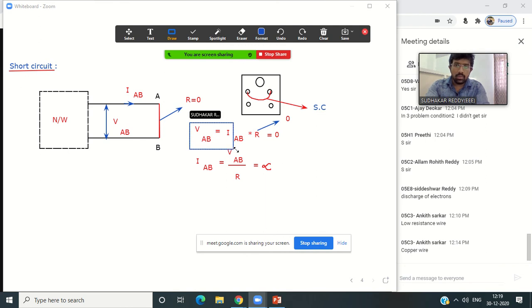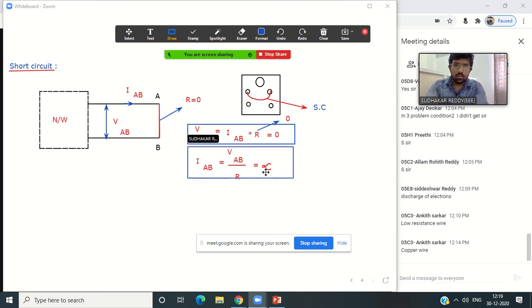That means because of the infinite amount of current, if the current passing through the conductor increases, what about the heat dissipation in the conductor?